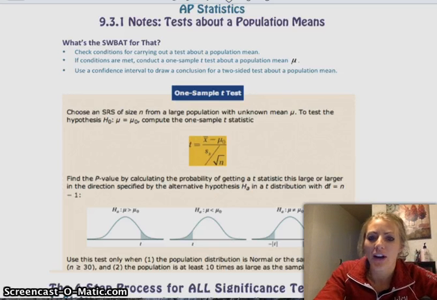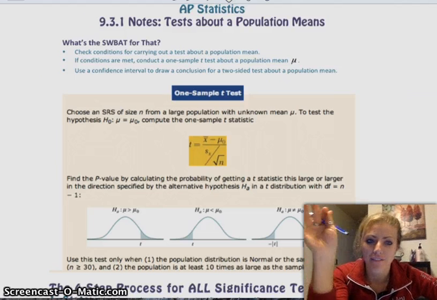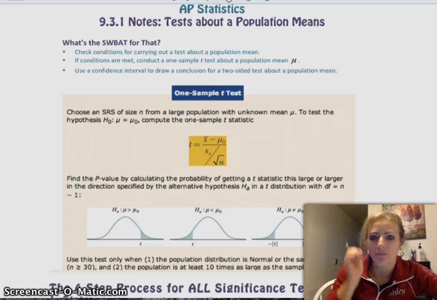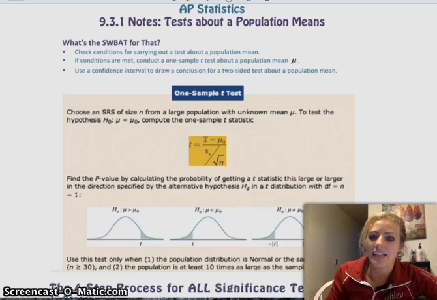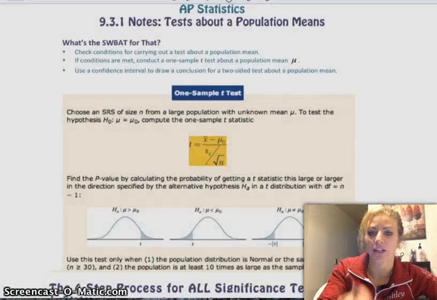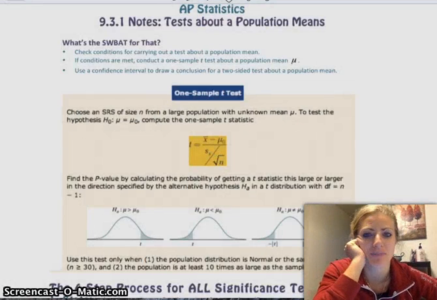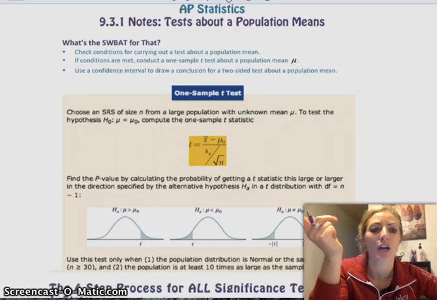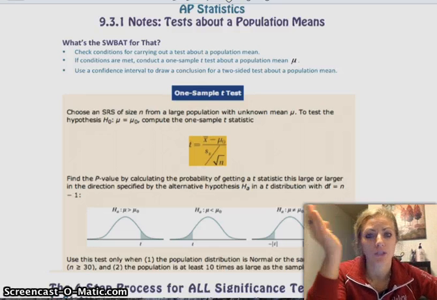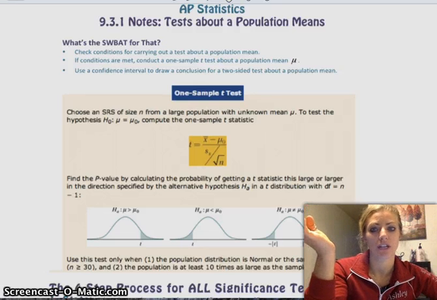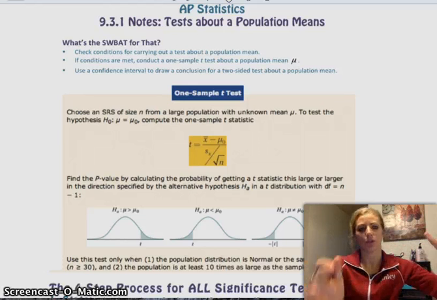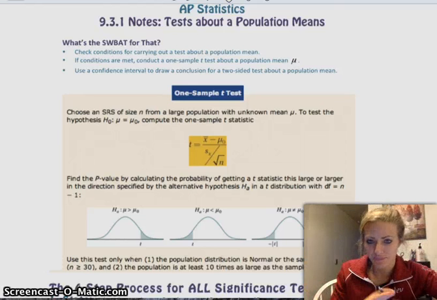In this video, our SWBAT for today is to check conditions for carrying out a test about a population mean, and if the conditions are met, conduct a one sample t-test for a population mean, mu, or possibly use a confidence interval to draw a conclusion about a two-sided test. So we're going to look at two different scenarios.